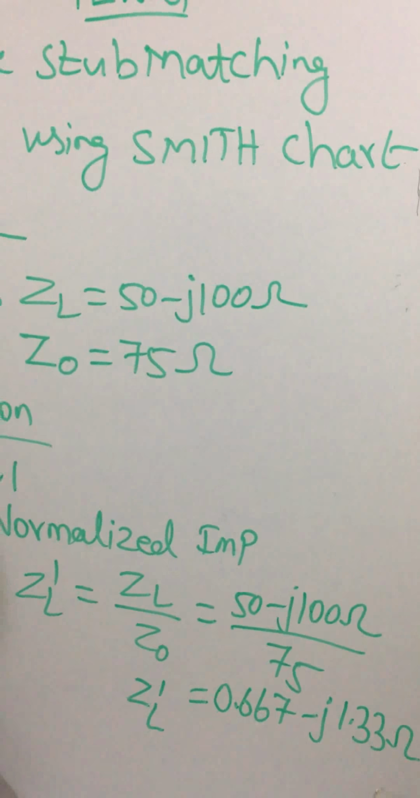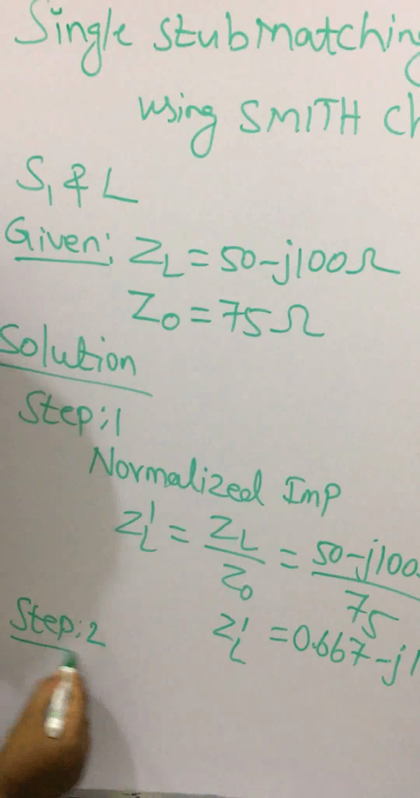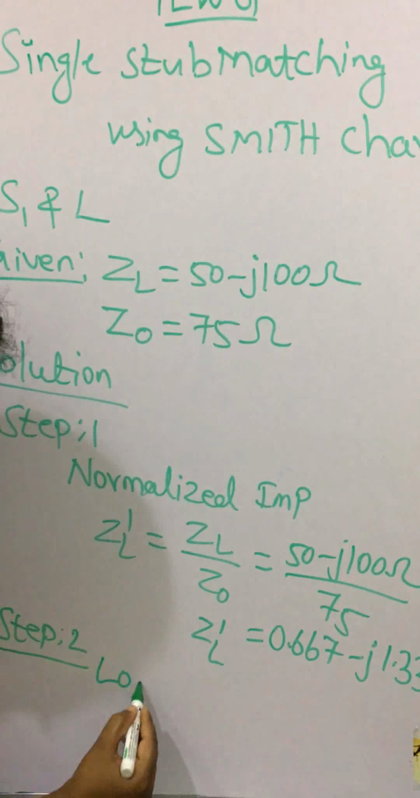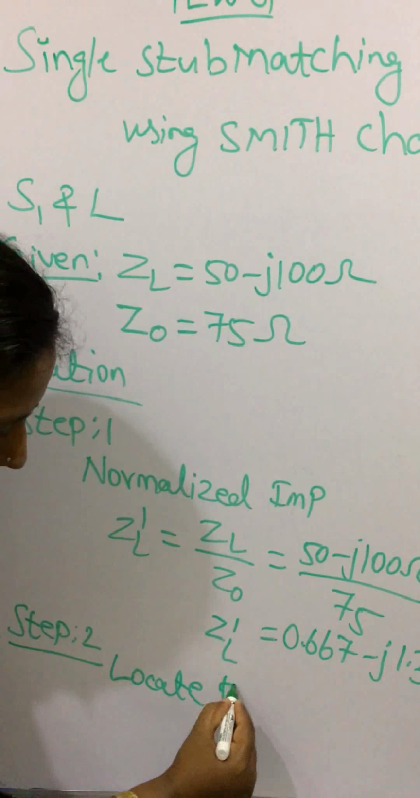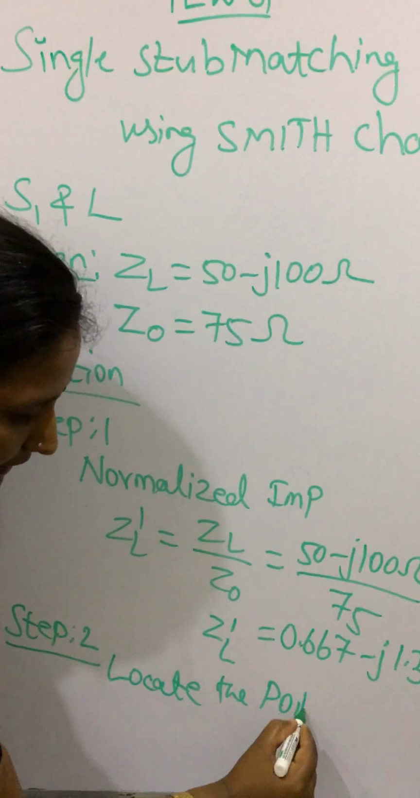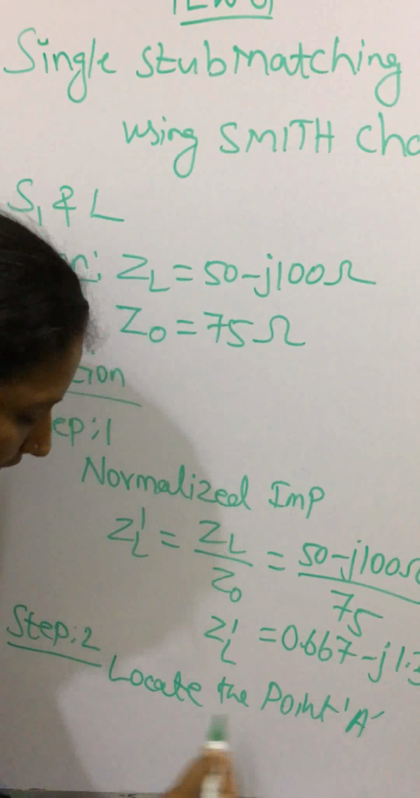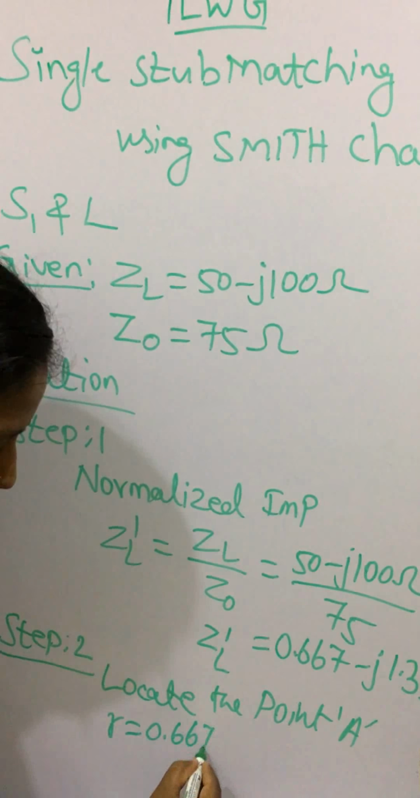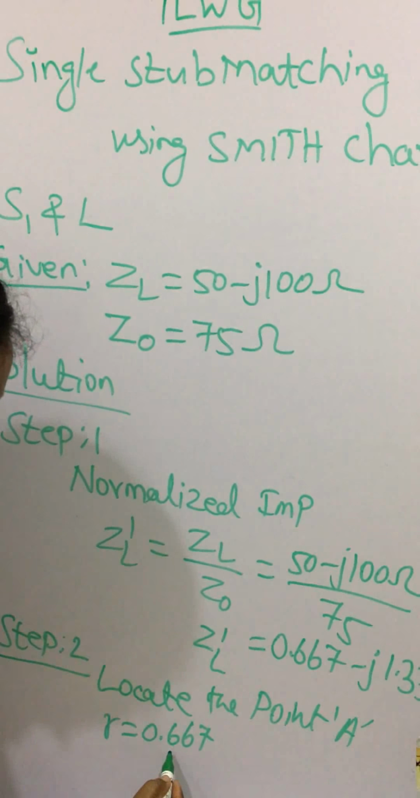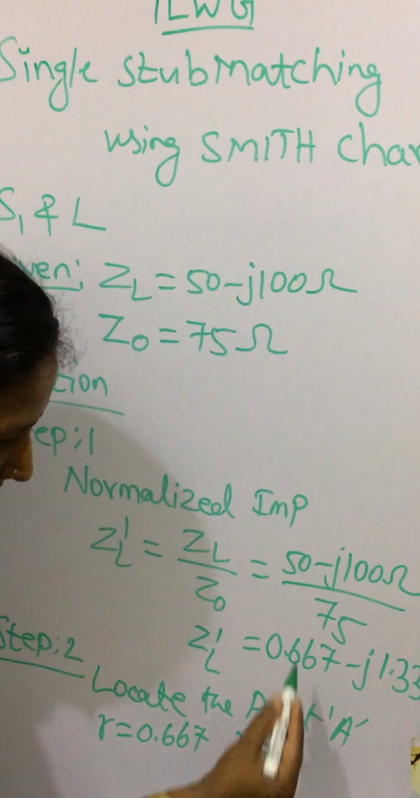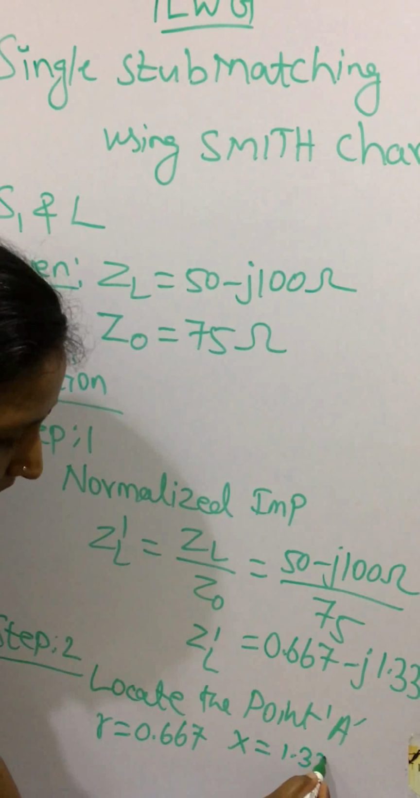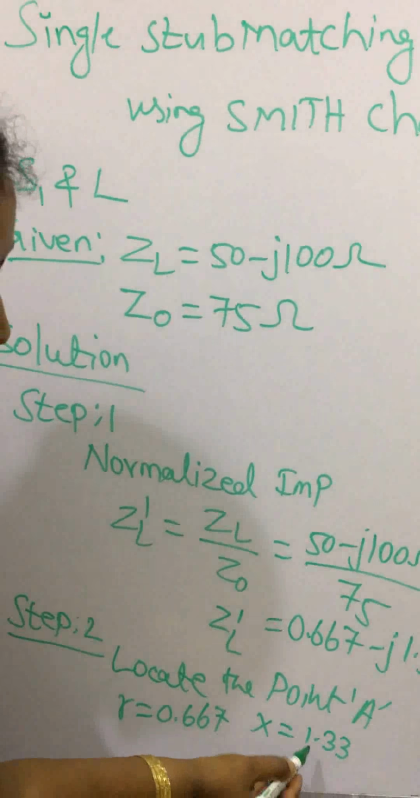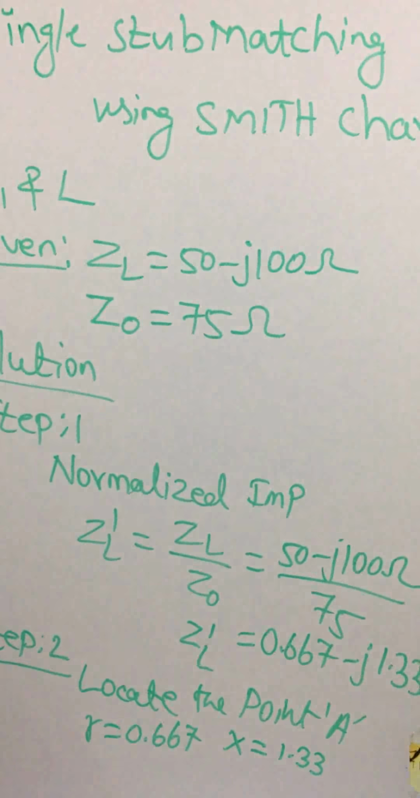Step 2. Since we got this normalized load impedance, now we can locate it. I am considering that point as A. We can locate that point by considering R is equal to 0.667, that is in the R circle we can trace this 0.667, and in the reactance circle, it is 1.33. Since it is minus j1.33, in Smith chart we know that negative reactance is below the horizontal axis.